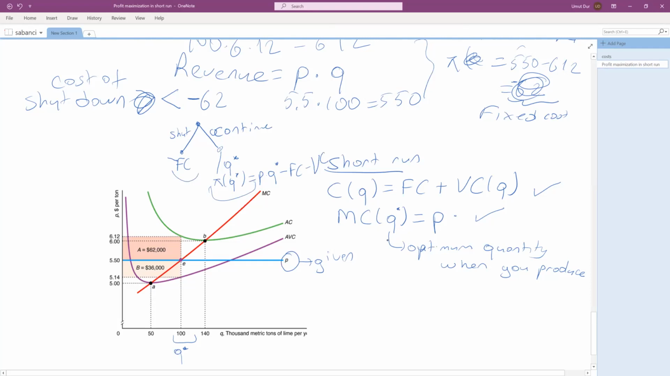So this is basically the maximum profit that you can achieve as long as you are producing. If it is less than the minus fixed cost, then you don't produce at all.